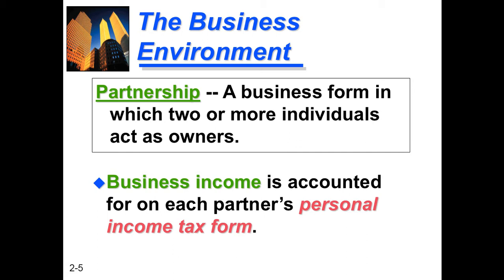Again, they only pay tax once in the year, accounted as each partner's personal income tax. They are not going to pay two types of tax, or pay twice in the year. They only pay the personal income tax.